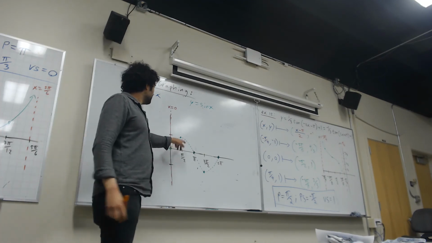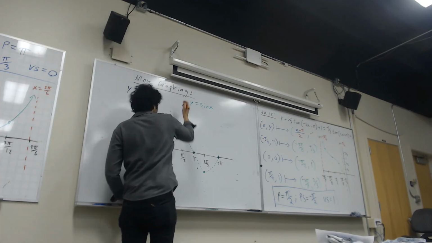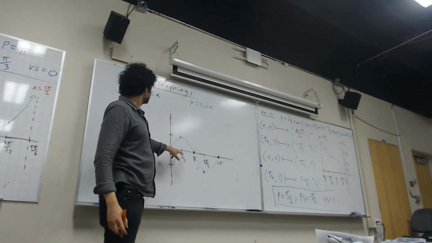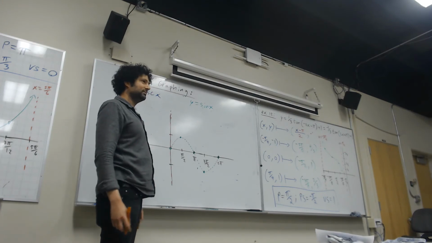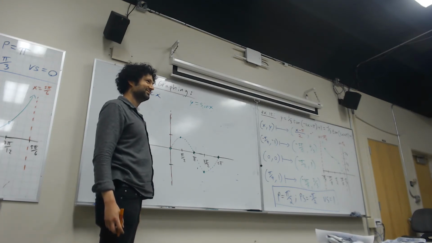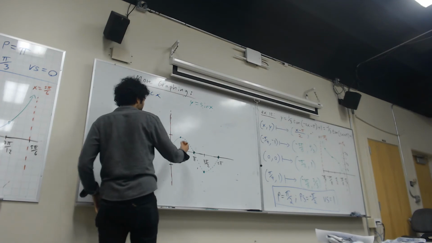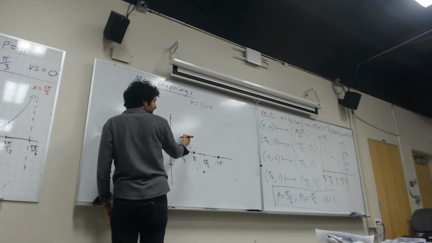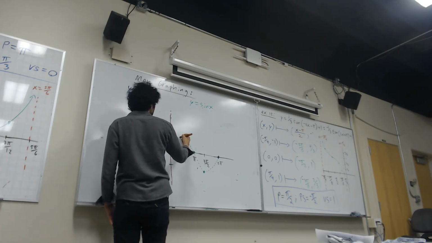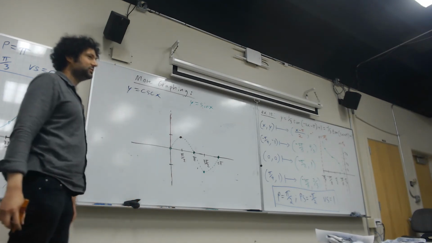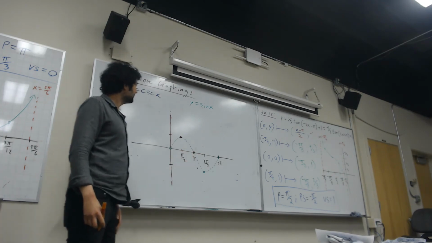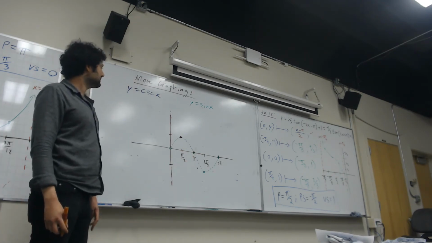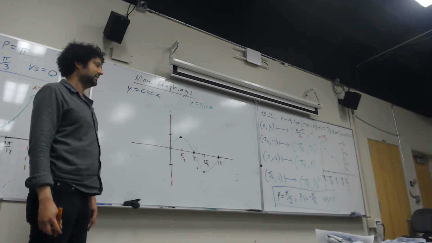Now, sine of pi over 2 is 1. What's the reciprocal of 1? So cosecant of pi over 2 is 1. They match up right there. Now at pi, sine of pi is 0, so what's cosecant of pi? What's the reciprocal of 0?